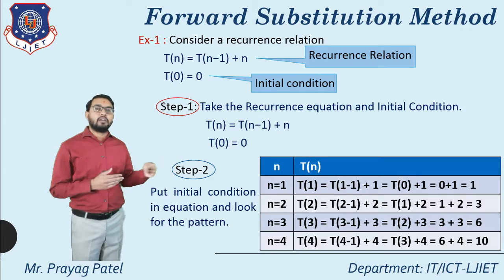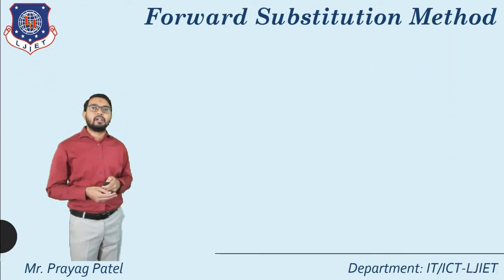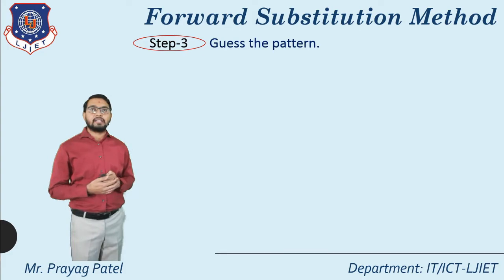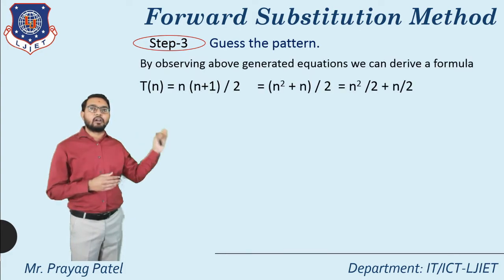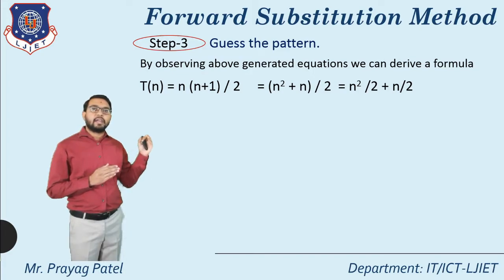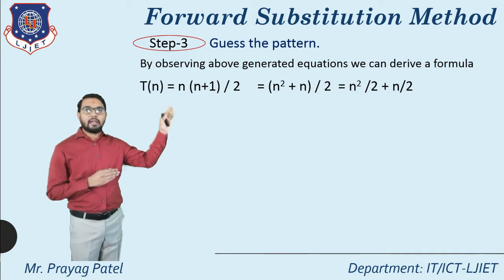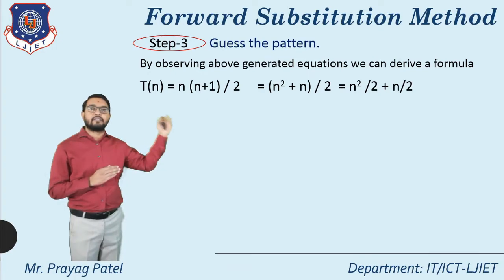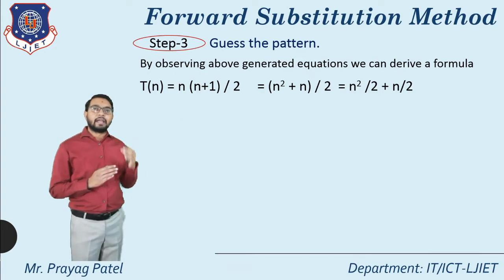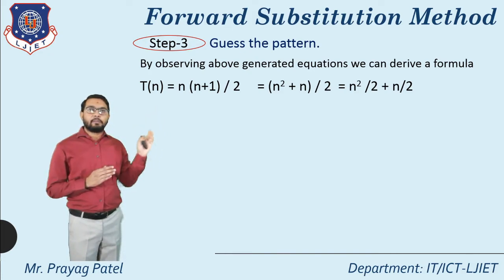Using this table, you can consider the sum pattern or guess the pattern for the given data. So here, step number 3 is guess the pattern from your table. By observing the above generated equation, we can derive a formula T of n equals n times (n plus 1) divided by 2. If we put n as 1, then the answer is 1. If we put the value equal to 2, then the answer is 3, like this. So this is a common formula for our previous example.